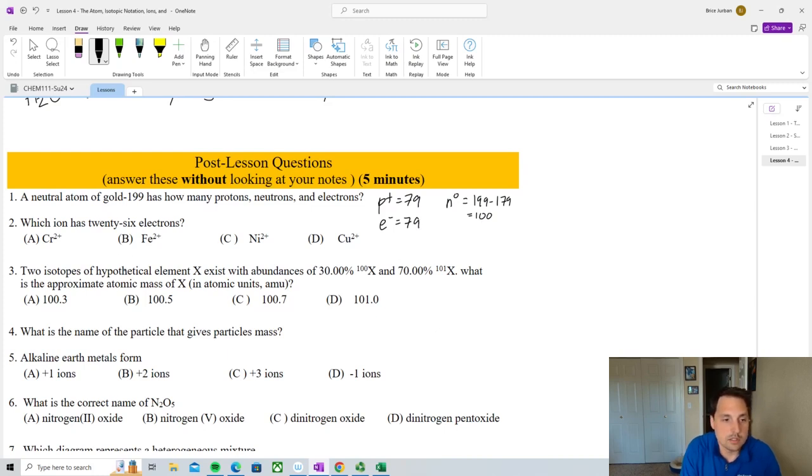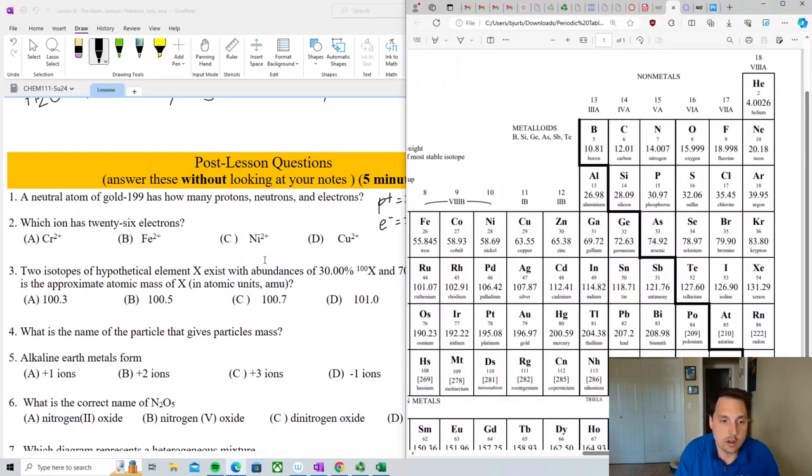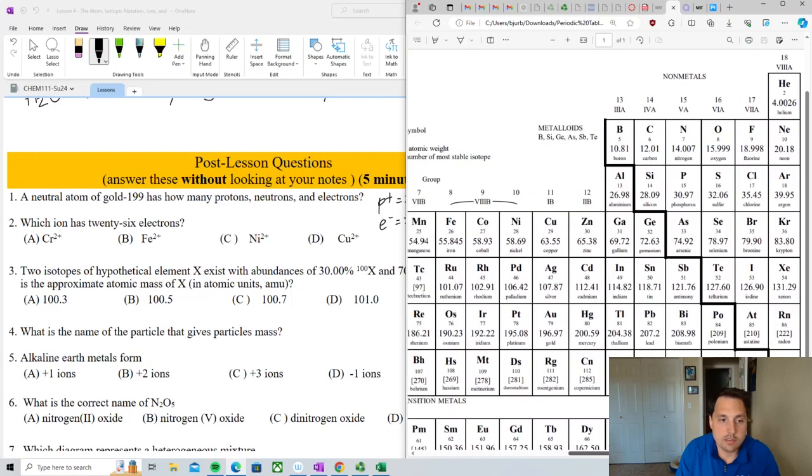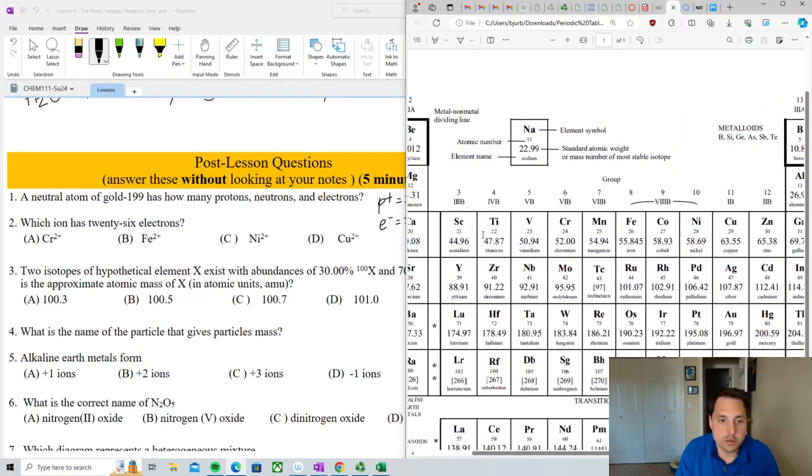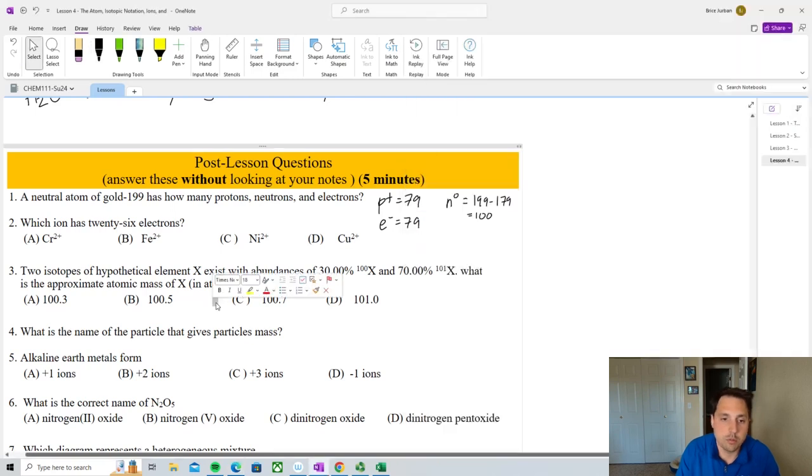Second question, which ion has 26 electrons? Well, we're going to need to look at our periodic table. All of these have a positive charge. If we start here with chromium, chromium 2+ is going to have 2 fewer electrons, because if it loses a negative charge, it becomes positive. So chromium 2+ is going to have 22 electrons. So it's not chromium. Neutral iron has 26, but 2+ iron would have 24. We've got to go 2 more to the right, and we'll find nickel. So nickel 2+ would be the one that we're looking for.